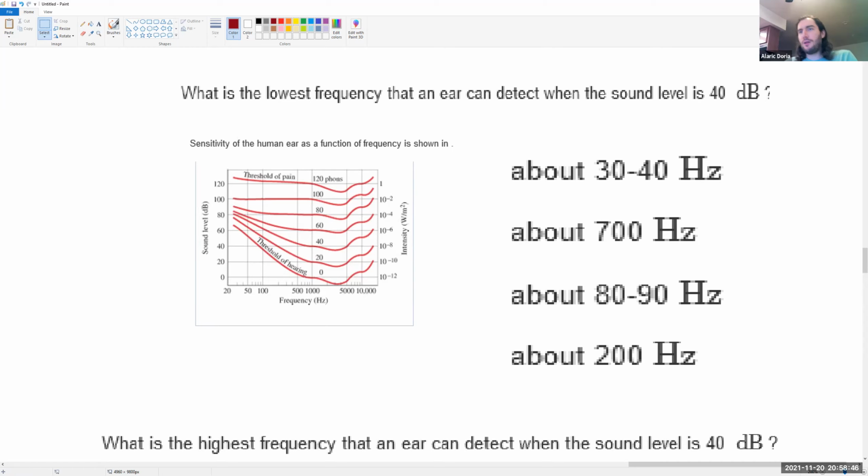Well, we have to read the plot. So we have the sound level on the y-axis here, and we have the frequency on the x-axis. So we can see, if we find the 40 decibel line, I'll go ahead and use blue here. Here's 40 decibels right here. And I'll actually use the line drawing function here. So here is 40 decibels right here.